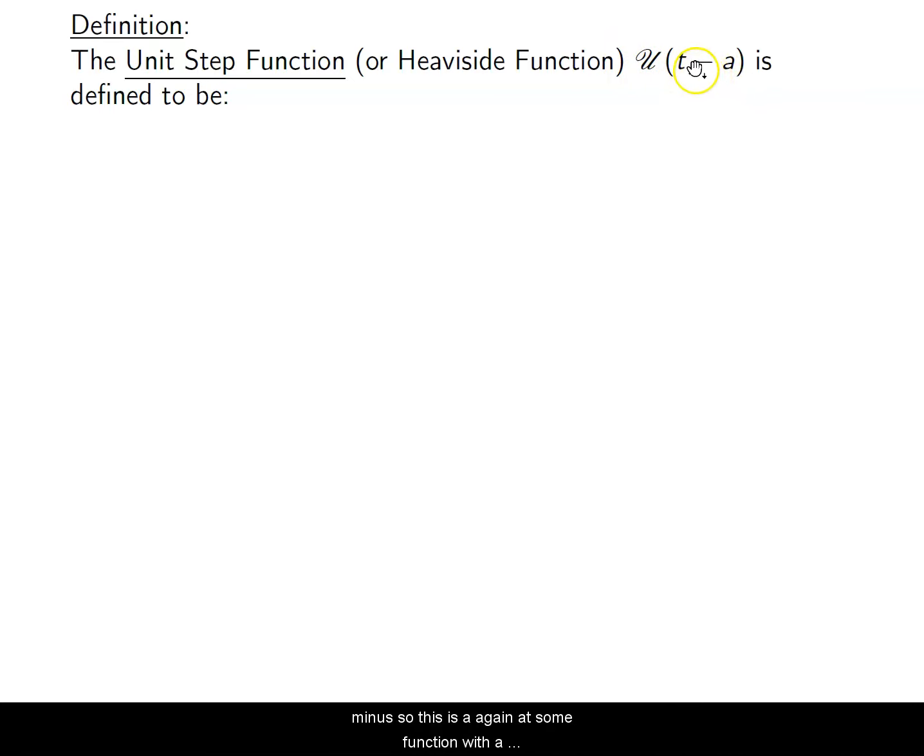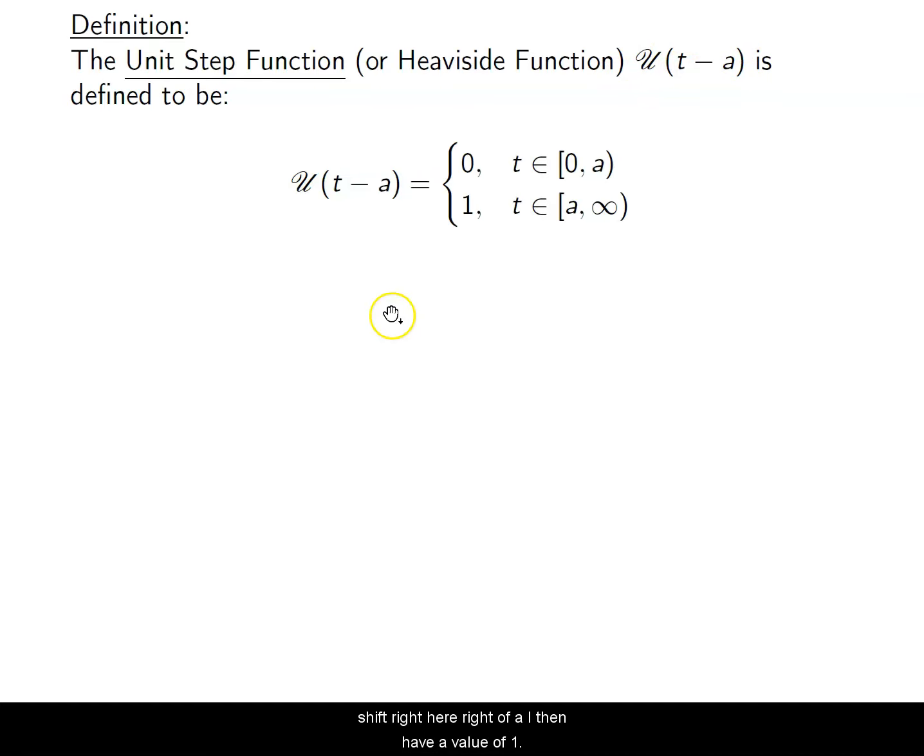So this is, again, some function with a horizontal shift. This function is basically 0 everywhere until I reach a, this horizontal shift right here, and then I have a value of 1. Okay, so I'm 0 everywhere until a, and then I'm going to be 1 forever. Okay, now this may seem like a simple function, but it can be a little bit tricky to deal with.